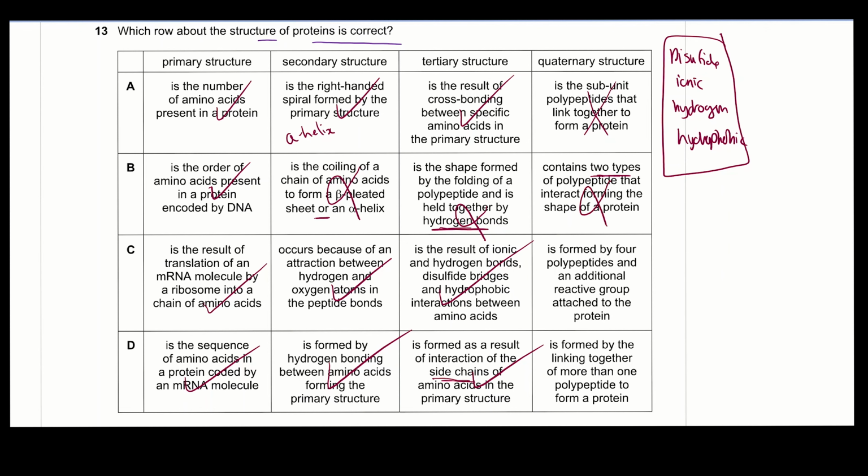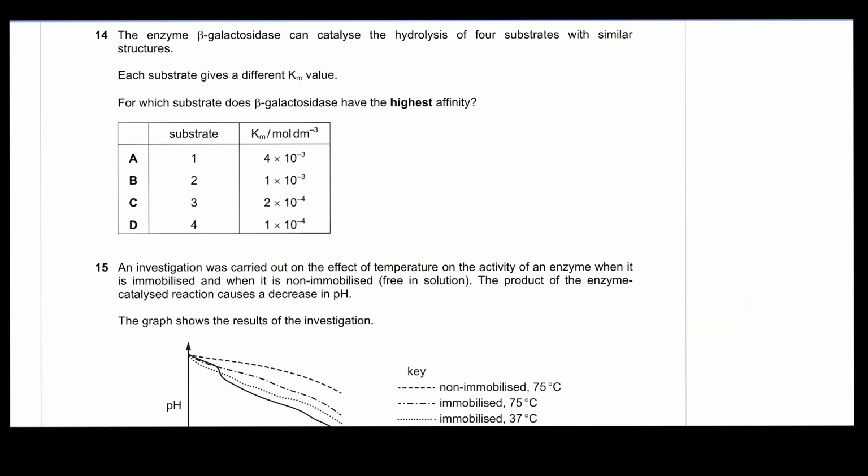C is formed by 4 polypeptides. As we said, it's only more than 1, not a specific number. So this is incorrect. Lastly, D is formed by linking together of more than 1 polypeptide to form a protein. This is correct. The answer is going to be D.